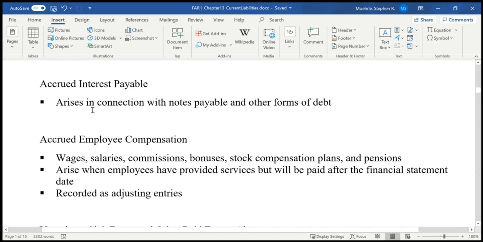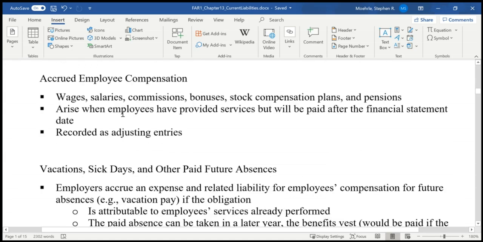Accrued interest payable. This is the accrual that arises in connection with notes payable and other forms of debt. Accrued executive compensation. These are wages, salaries, commissions, bonuses, stock compensation plans, and pensions. They arise from those agreements with company management. They arise when employees have provided services but will be paid after the financial statement date.